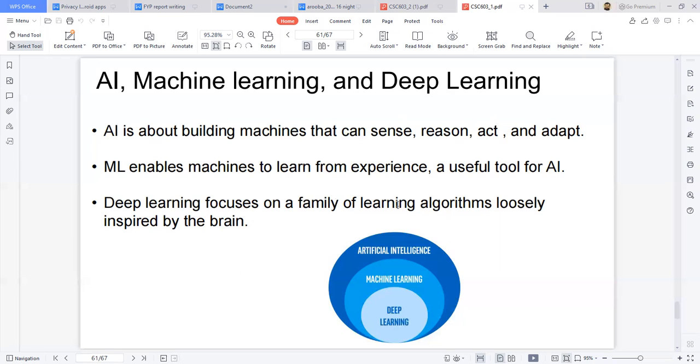And deep learning focuses on a family of learning algorithms loosely inspired by the brain. It's like neural networks. Most of the neural network algorithms like CNN, RNN, LSTM, BERT, GRU, and a lot of algorithms in deep learning, which will not be discussed in this semester, are all based on the ANN, the artificial neural network. Based on that, there are a lot of new algorithms which are part of deep learning.